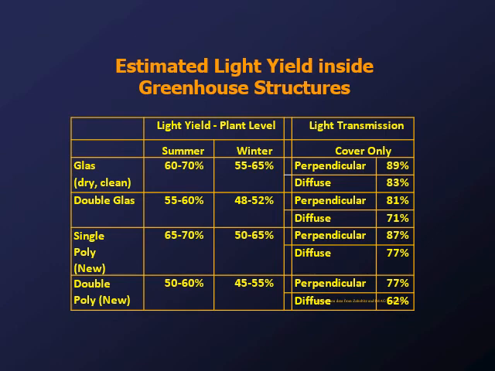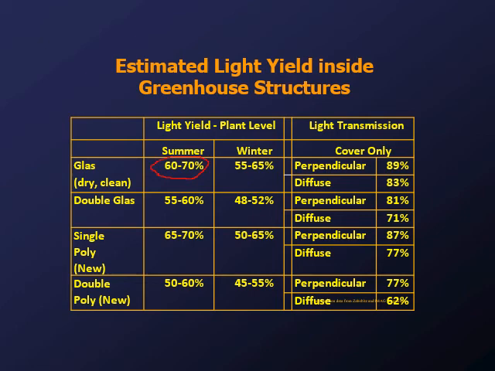This is looking at light yields just based on covering materials alone. So glass, which is presumably the best, it's why there's only one S, I don't know, probably because it was a Dutch document, but 60 to 70% of the light makes it through in the summer. That's a lot being lost from reflection and absorption.